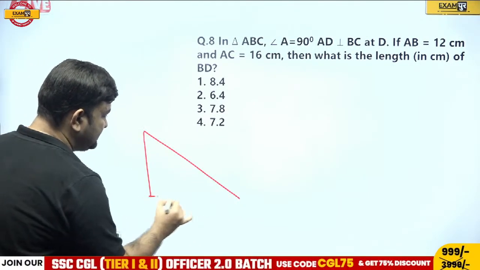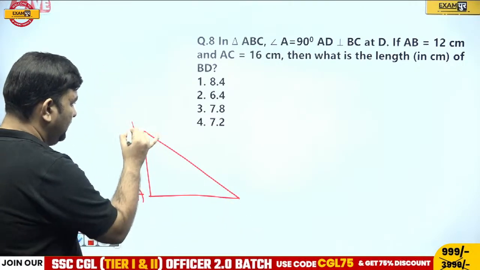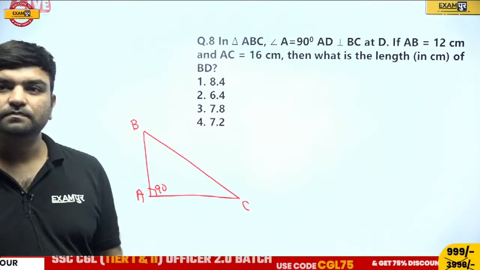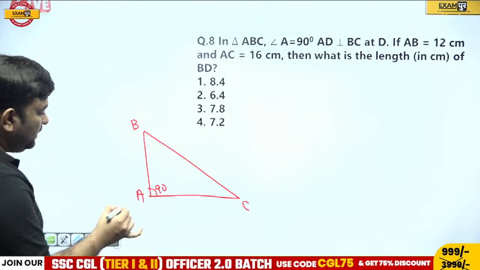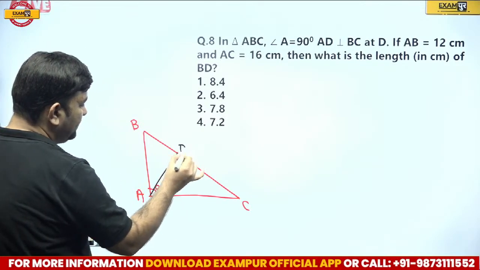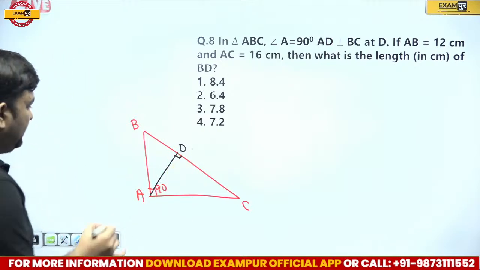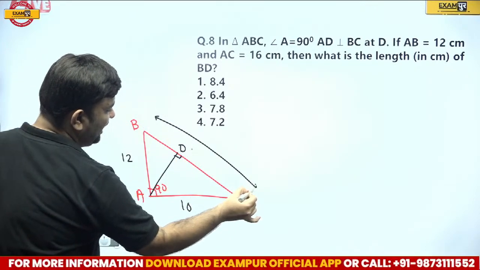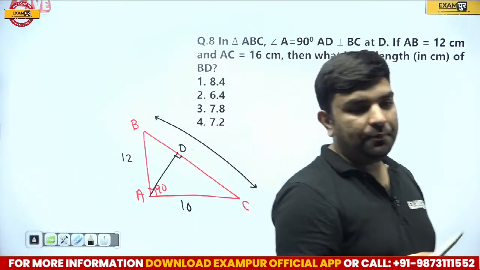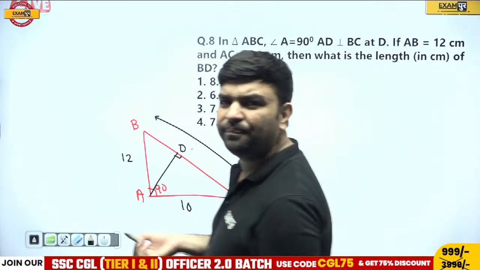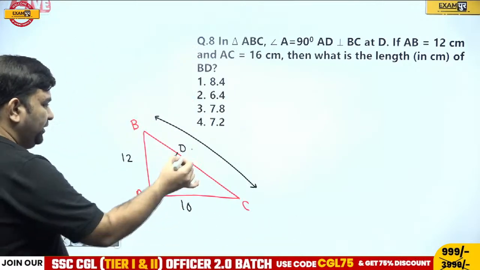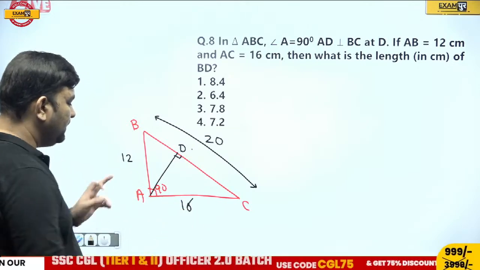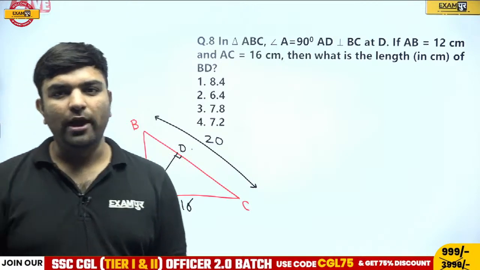In triangle ABC, A is 90. AD is perpendicular to BC. AB is 12. AC is 16. What is the hypotenuse for 12 and 16? I think 20. Just add up, you will find out hypotenuse would be 20. How can I say directly? Triplet of 3, 4, 5: 12, 16, 20.